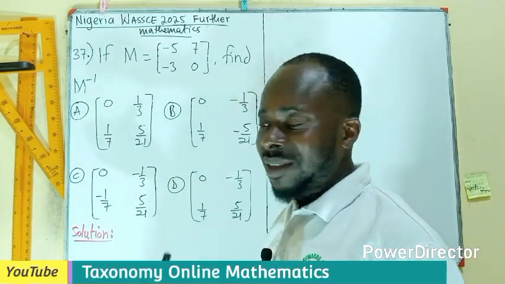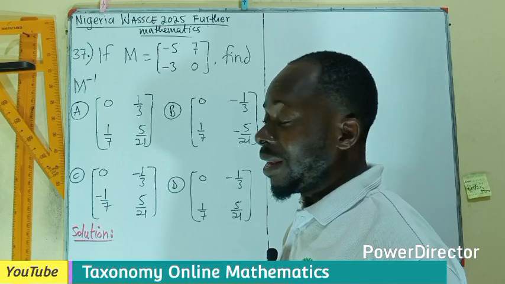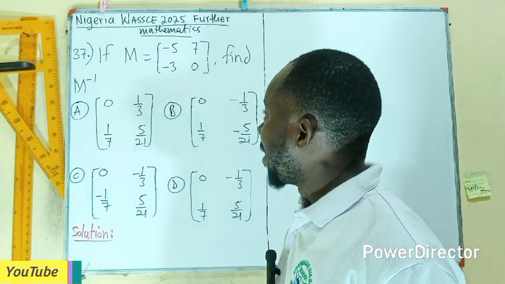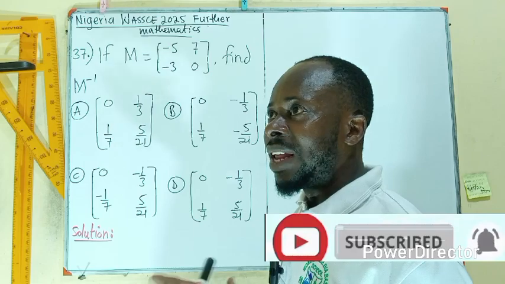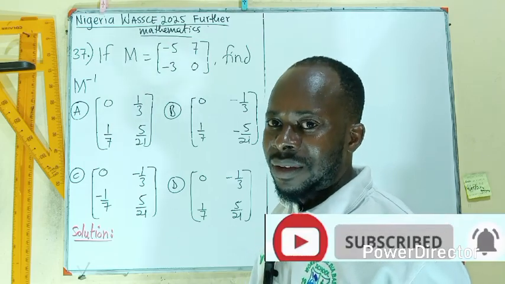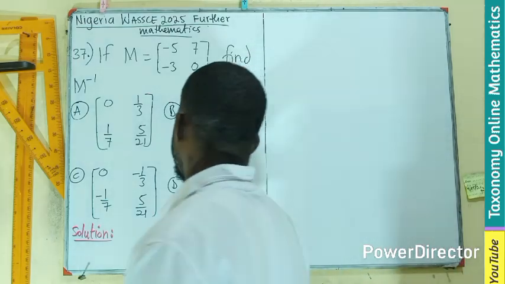Welcome, question 37. If M is a 2 by 2 matrix of minus 5, 7, minus 3, 0, we have to find the inverse of M. And in finding the inverse, we need the determinant. We also need the adjoint. So how do we find the determinant?